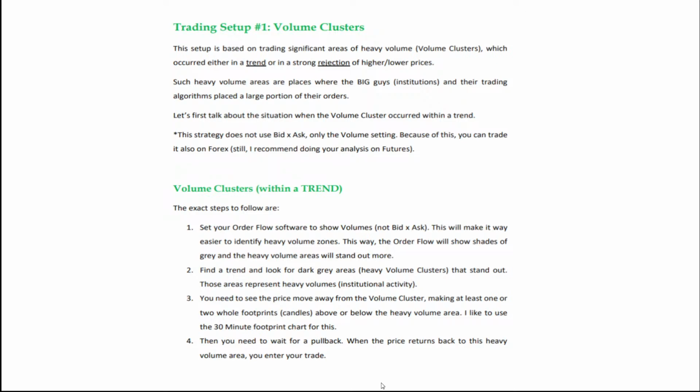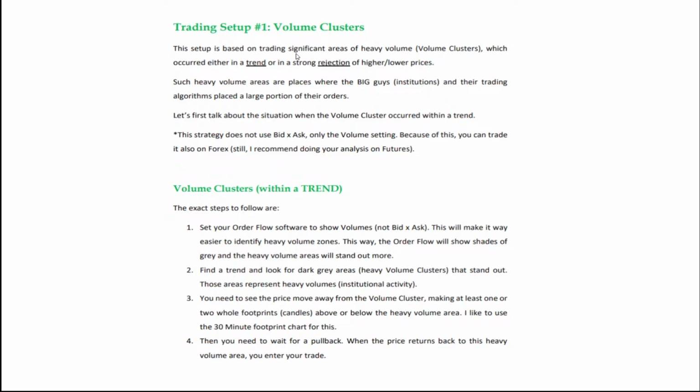For this next part, like I mentioned, this is taken directly, literally copy pasted, from Trader Dale's book called Order Flow, which I linked in the chat. I just figured there's no point in me retyping something that's already been typed very well. So trading setup number 1, volume clusters. We talked about this, but this goes more in depth on exactly what you want to be looking at.